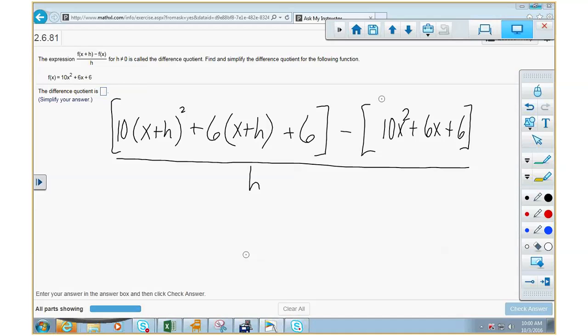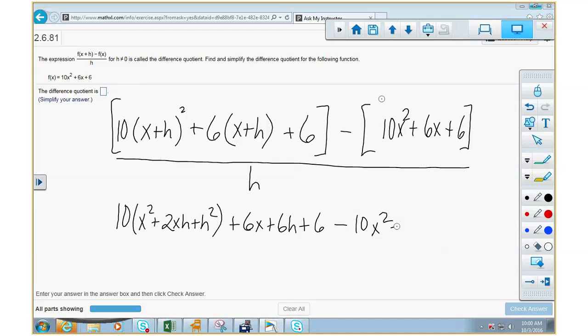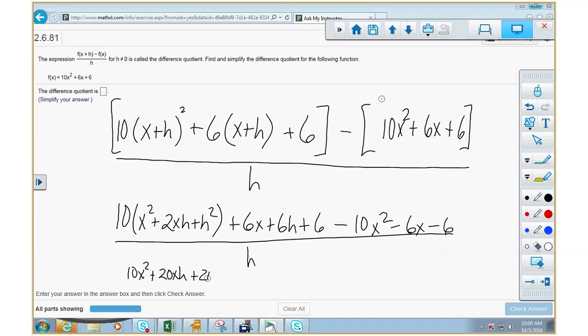Good. 10 times x squared plus 2xh plus h squared plus 6x plus 6h plus 6 minus 10x squared minus 6x minus 6 all over h. And plug this in, we get 10x squared plus 20xh plus 20h squared plus 6x plus 6h plus 6 minus 10x squared minus 6x minus 6 all over h.